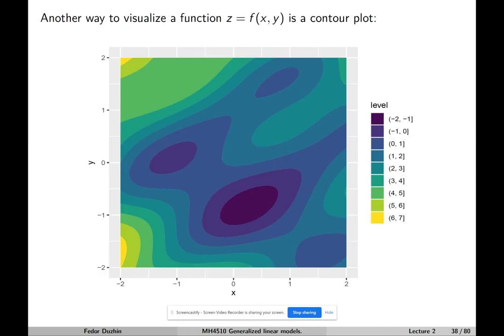Another way to visualize it is as a contour plot, right? Here I plotted it so that darker colors mean lower values. And here we see local minima. This is a local minimum. This is another local minimum, and so on and so forth, right?